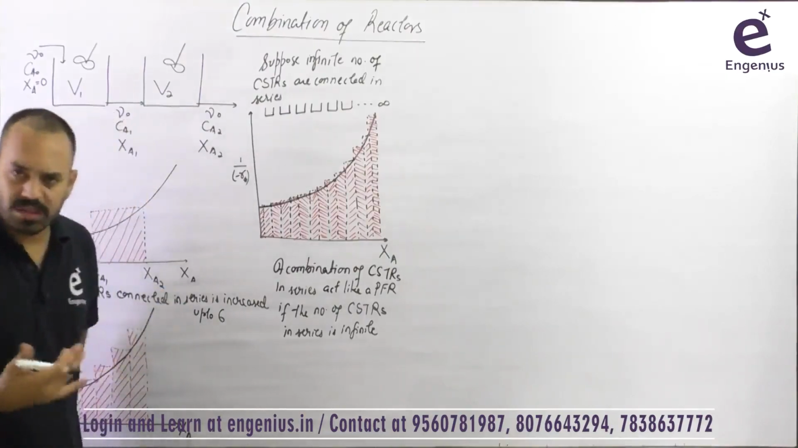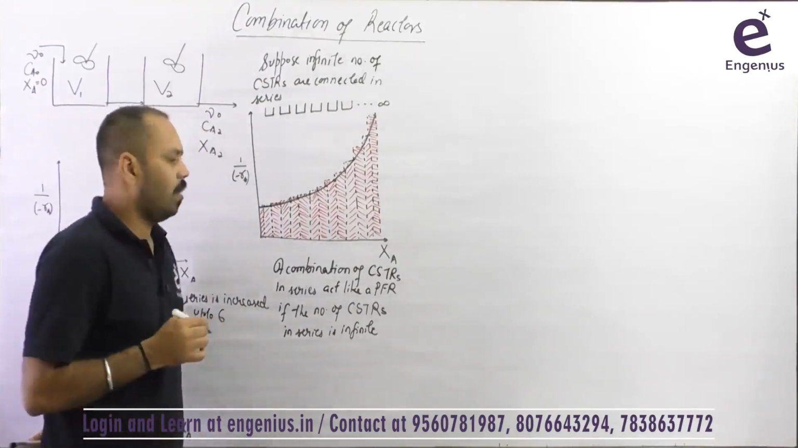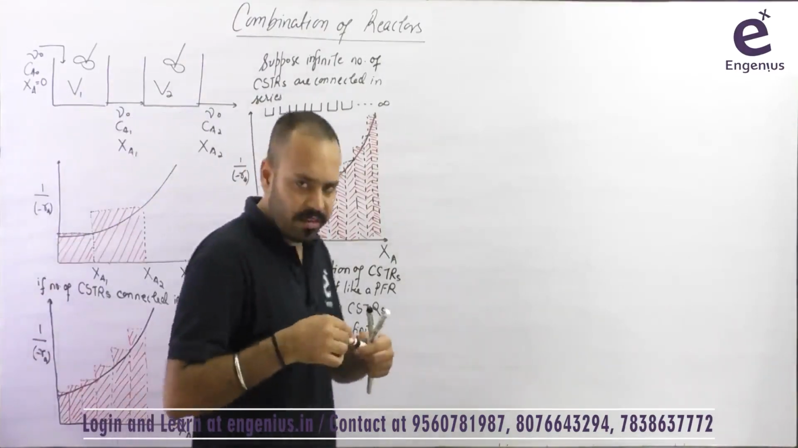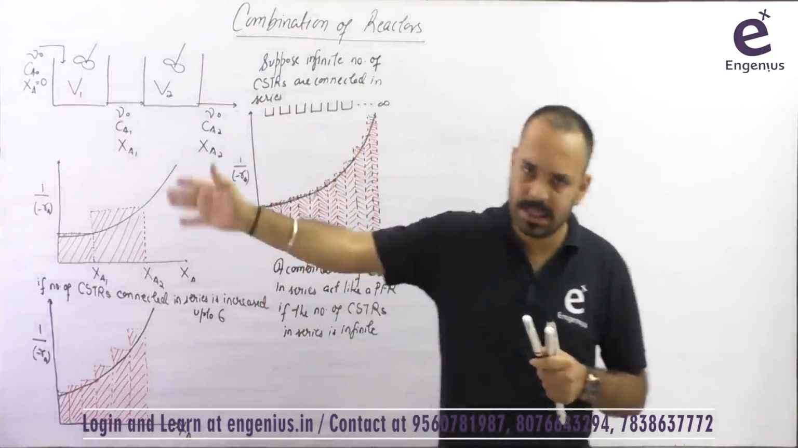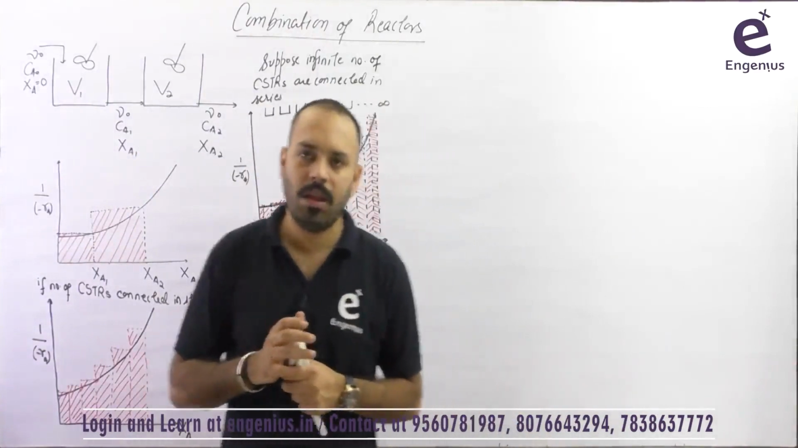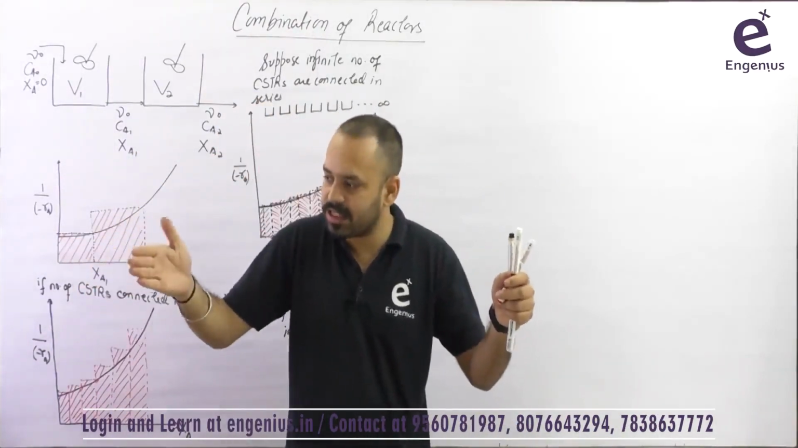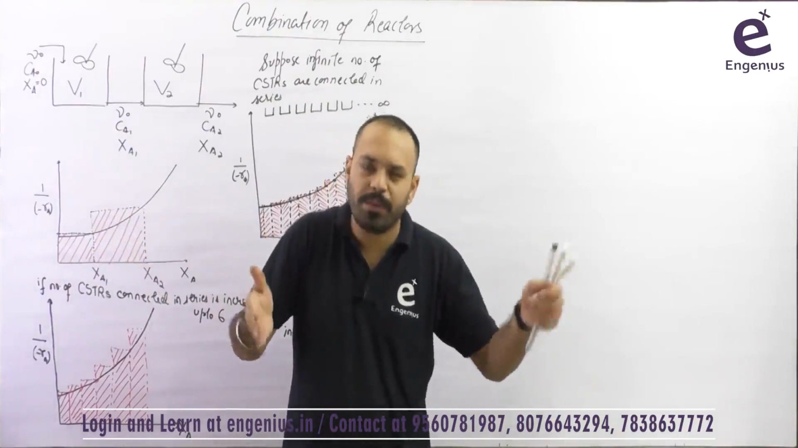If you are connecting 2 CSTRs or 3 CSTRs, in that case, there are two extreme behaviors. I told you that there is one extreme at single CSTR and then there is PFR. If you are combining 2 CSTRs in series, then you are shifting the behavior from ideal CSTR a little bit closer towards the PFR.